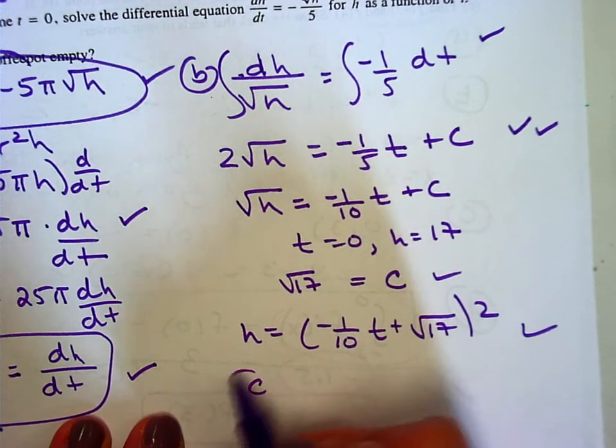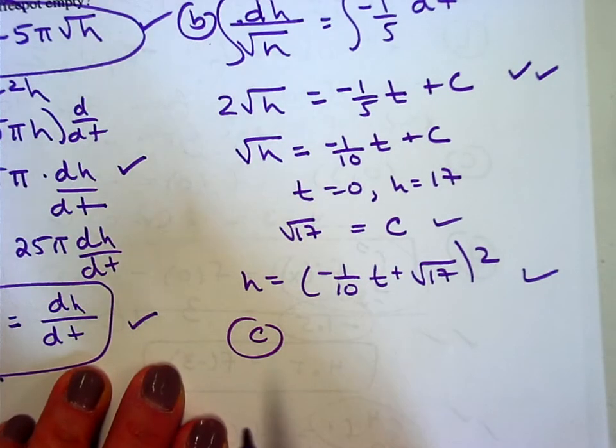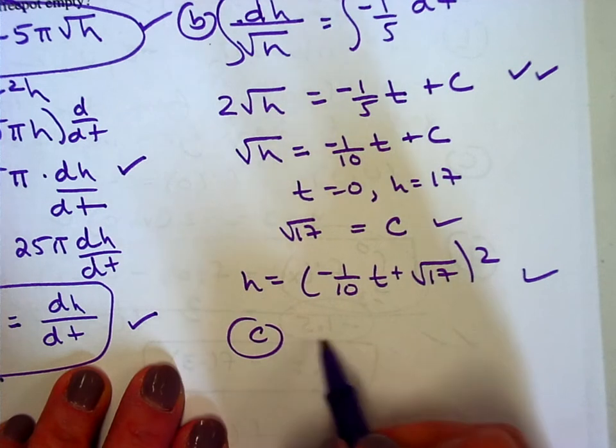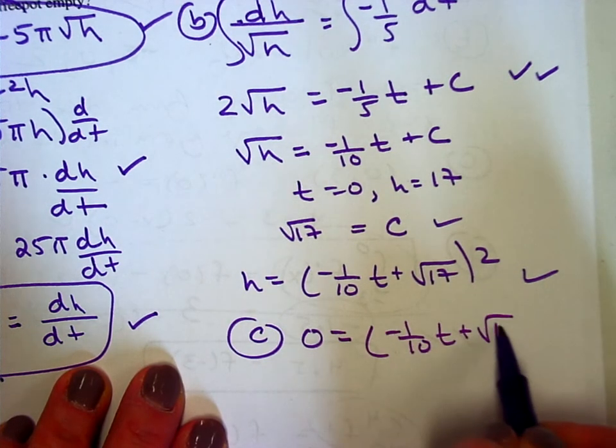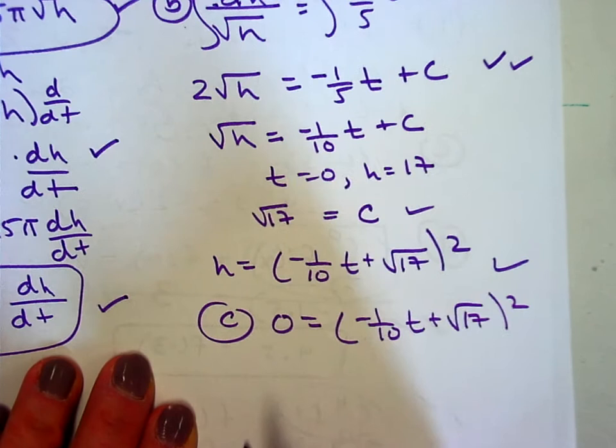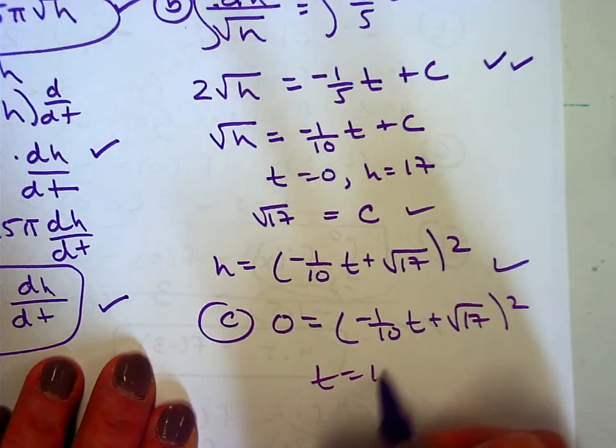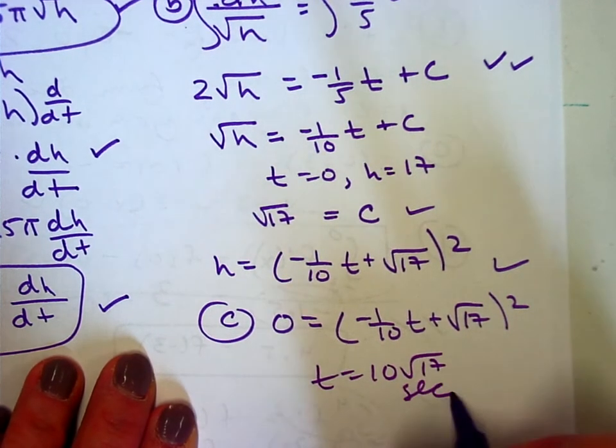And then part C asks, at what time is the coffee pot empty? So the coffee pot empty means that the height is 0. So you're going to take your equation from above, set it equal to 0, and if you solve this, you should get 10 square root of 17 seconds. And it is just 1 point for your answer.